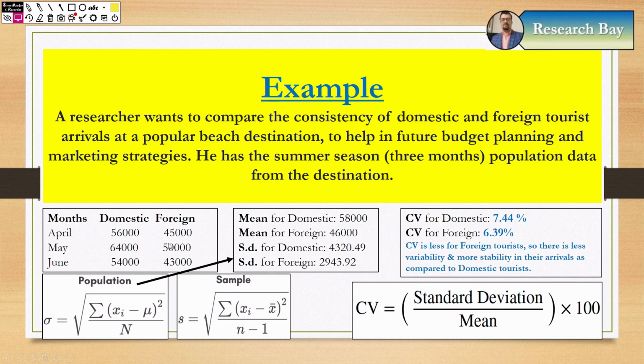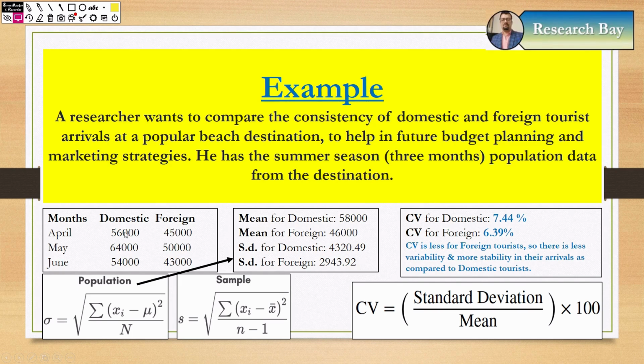It is hard to judge, it is hard to find by looking at these figures which group is more consistent in terms of arrivals, right? For that purpose, we use coefficient of variation to compare both of these two groups and find out which one is more consistent, right? In this case, first we need to find out the mean.